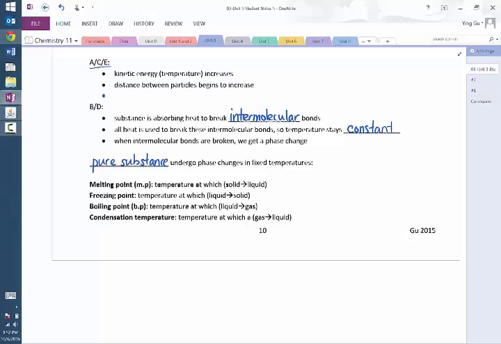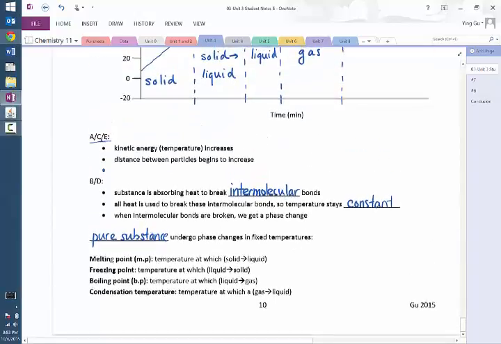Alright, on the bottom here, just a few vocabulary words. Melting point, freezing point, boiling point, condensation temperature. Just be aware of those words. You should be familiar with these as we've gone over what the words are for each phase change.